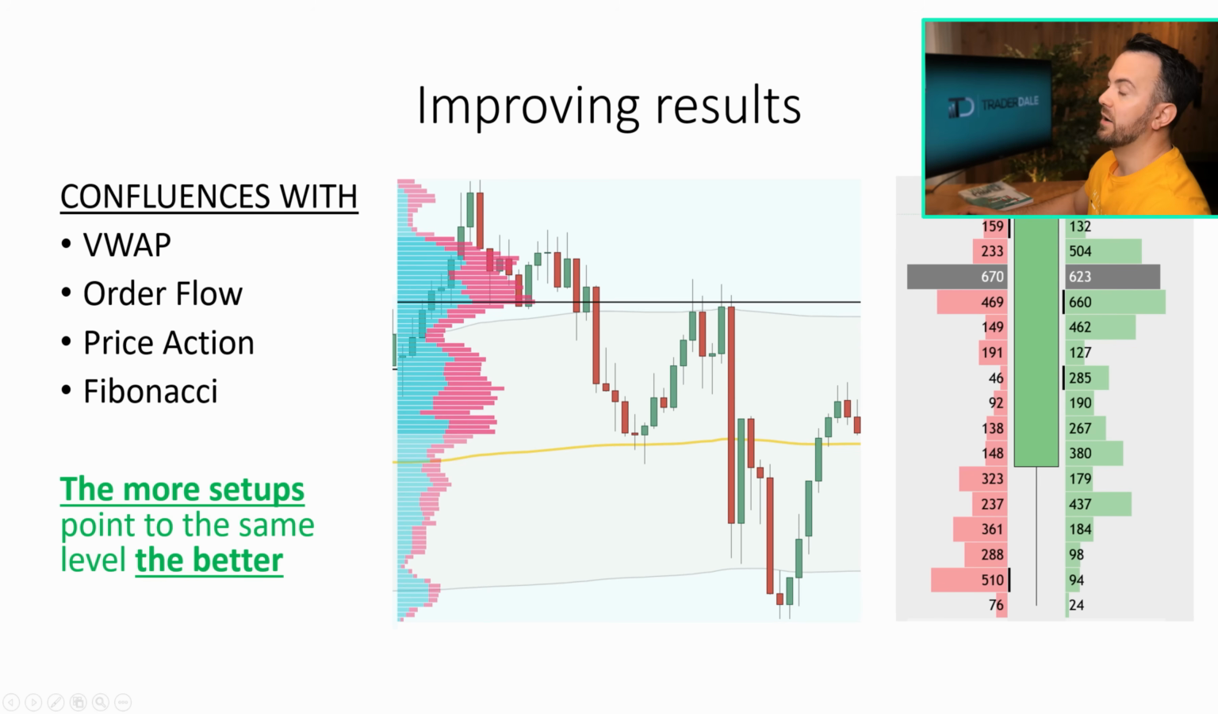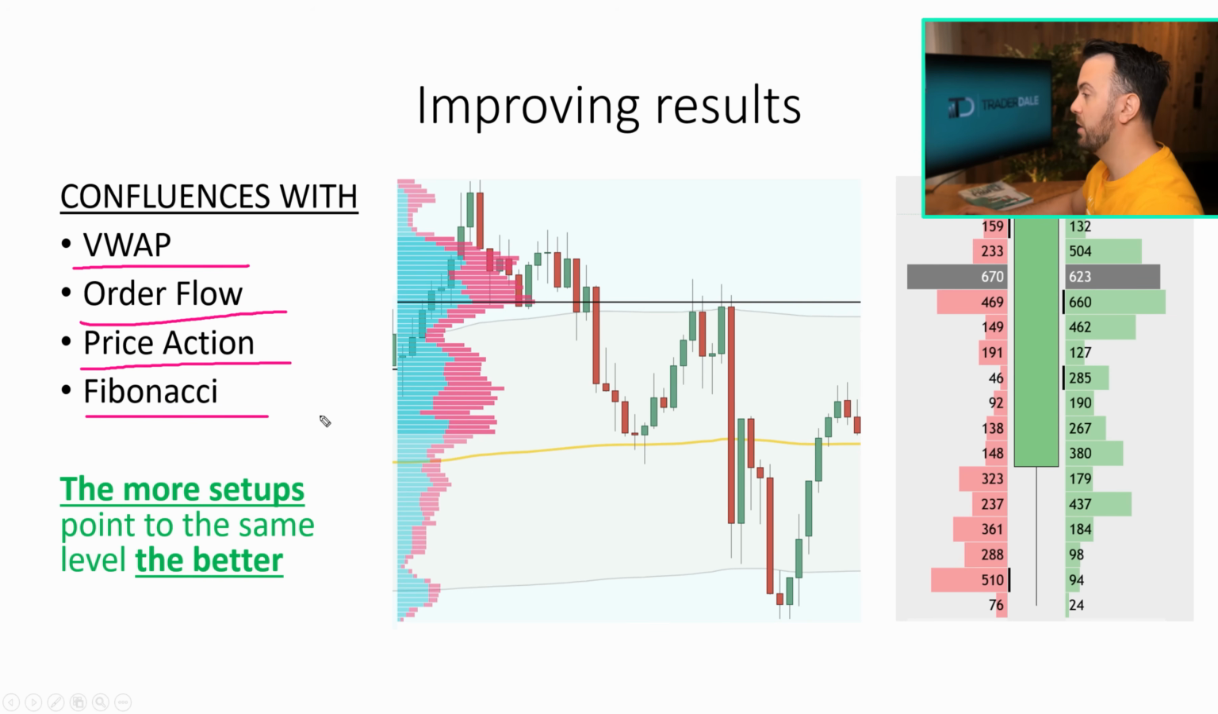Okay, now there's a way how to improve those results. This is actually what I do with my volume profile strategy. What I do is I look for confluences with different strategies. I'm looking for confluences with VWAP, order flow, price action, and Fibos.